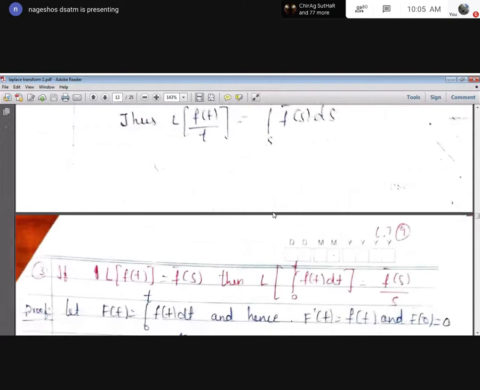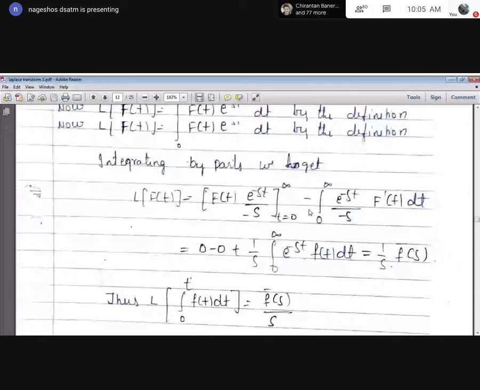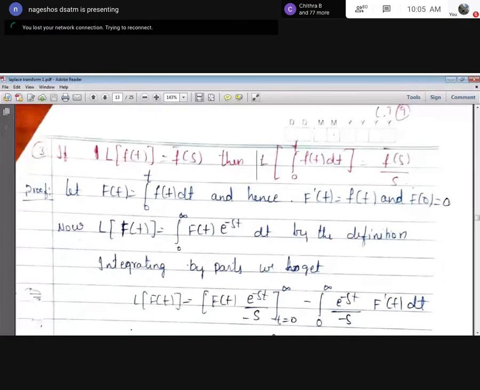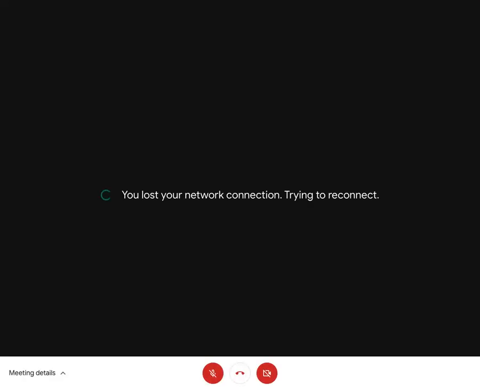I think this property, L of integral 0 to t of f of t dt, is not there in the syllabus. I will check once again tomorrow in the syllabus, and if it is there, then I will do it. I think it is not there.